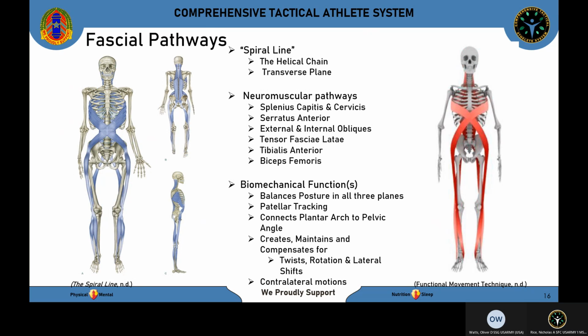Okay. And then spiral line for the other aspect of transverse. This is where everyone wants to work Russian twists and all these things, but that's almost the exact opposite of what you want these muscles to do, right?